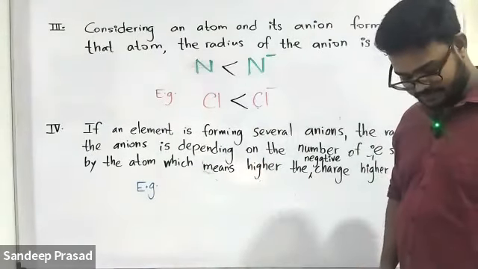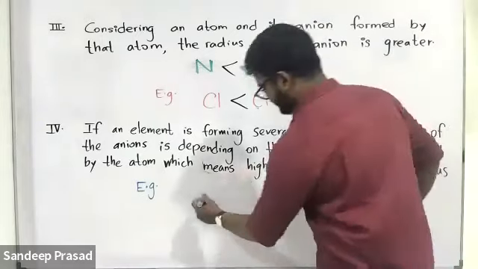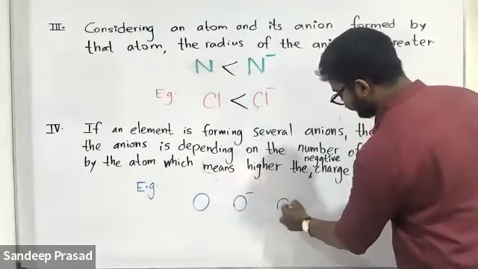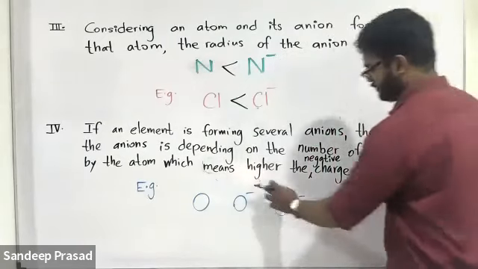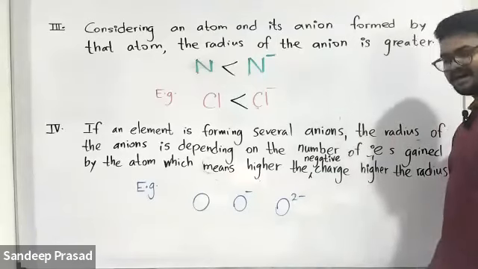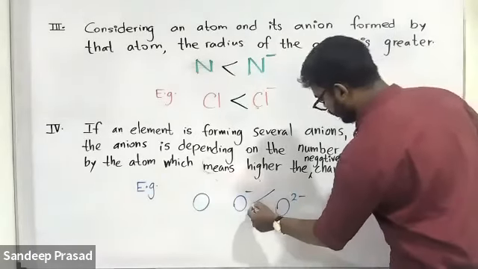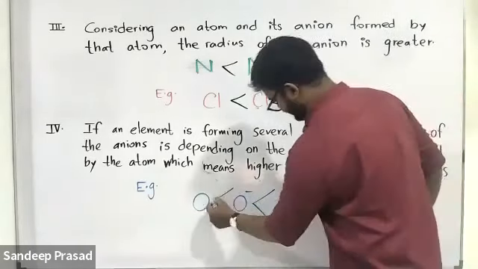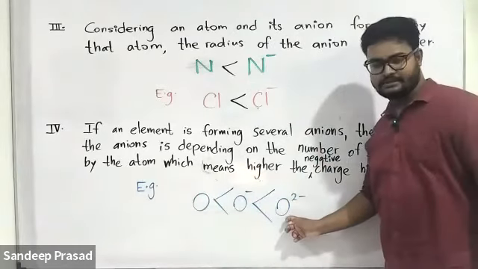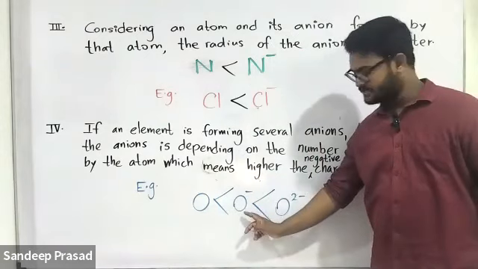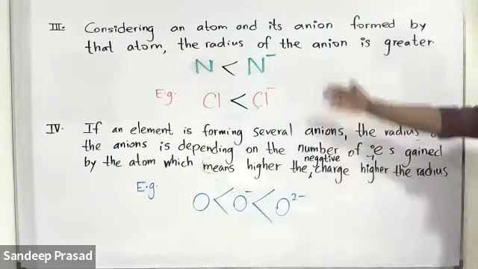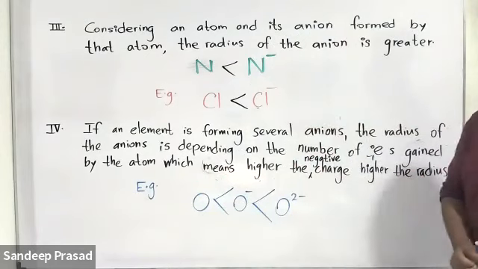If you compare, let's assume that oxygen is making two anions, O minus and O2 minus. Which one should have the highest radius? For sure, O2 minus should have the highest radius because it's gaining more electrons. It should have a larger radius than O minus and the neutral atom. So this is the variation. Very easy. Quickly write down this one under the fourth statement.